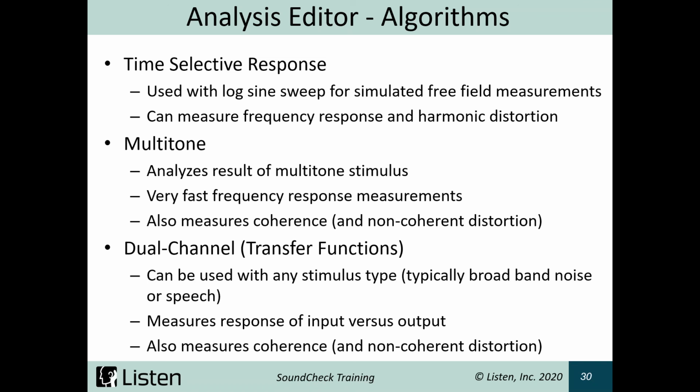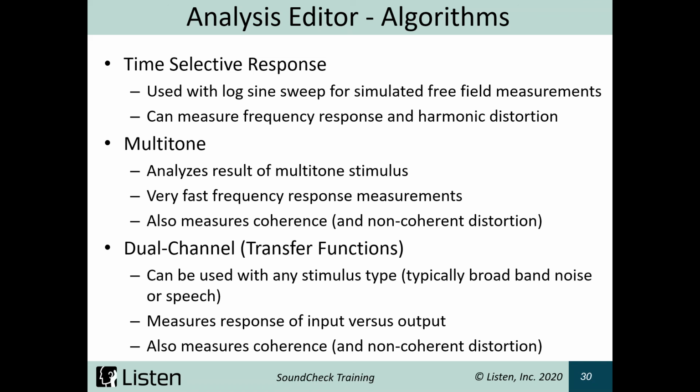Multitone is used with the multitone stimulus. So again, if you pick multitone, you have to use multitone. It can give us really fast frequency response measurements. And as we touched on before, we're not getting harmonic distortion out of this, but we can get coherence and non-coherent distortion. So it's very fast and can give us coherence and non-coherent distortion. Very helpful for when we need those parameters.